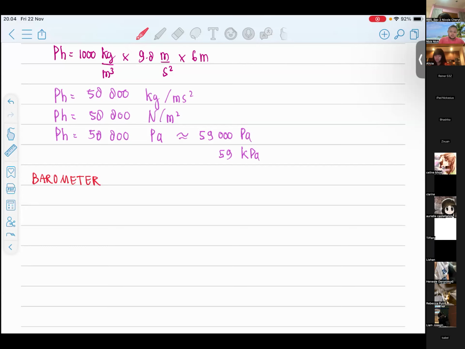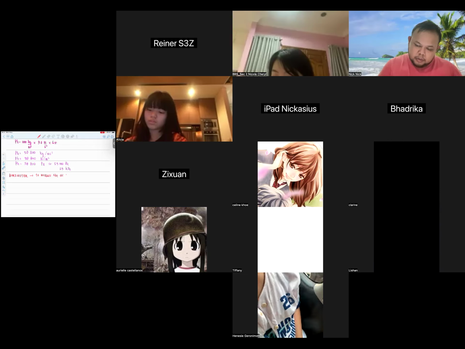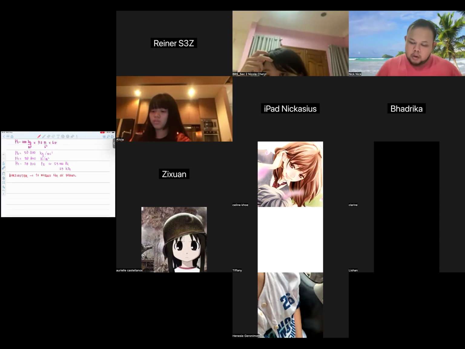Barometer. What is the function of barometer? To measure pressure. To measure the air pressure, or atmospheric pressure.